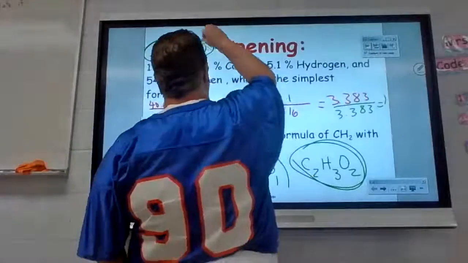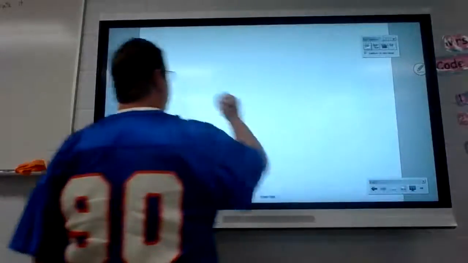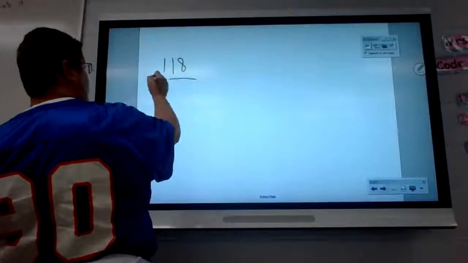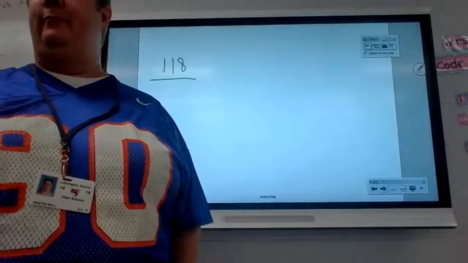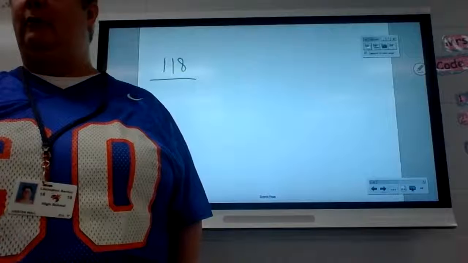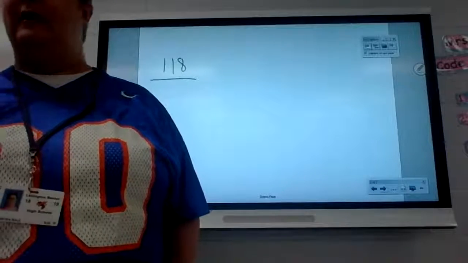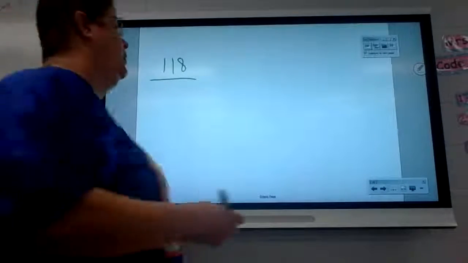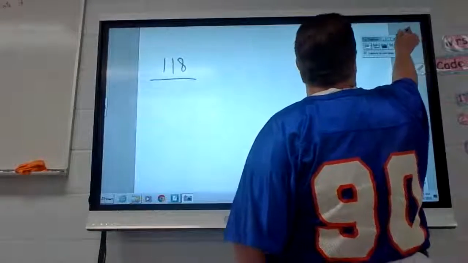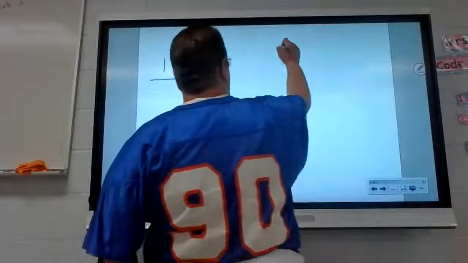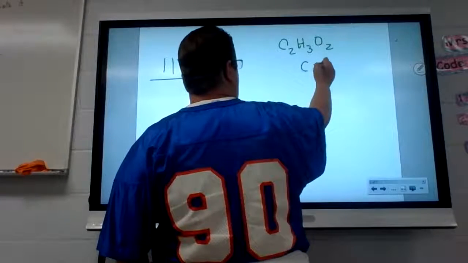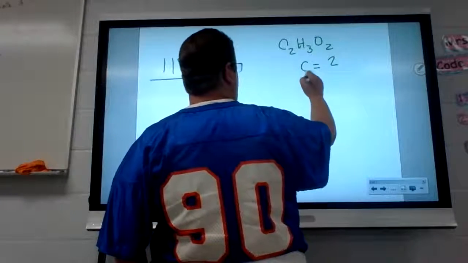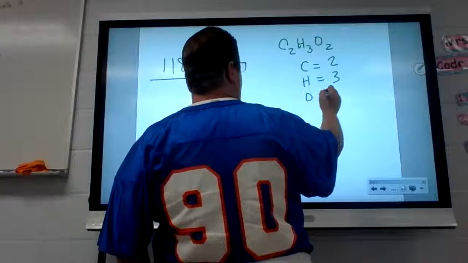You take the mass that's given, which is 118, right? You divide by the mass that you add up. Y'all said find the individual mass, right? So we're going to add it up. All right, so we had C2, H3, O2. So how many C's are there? How many H's are there? How many O's are there?